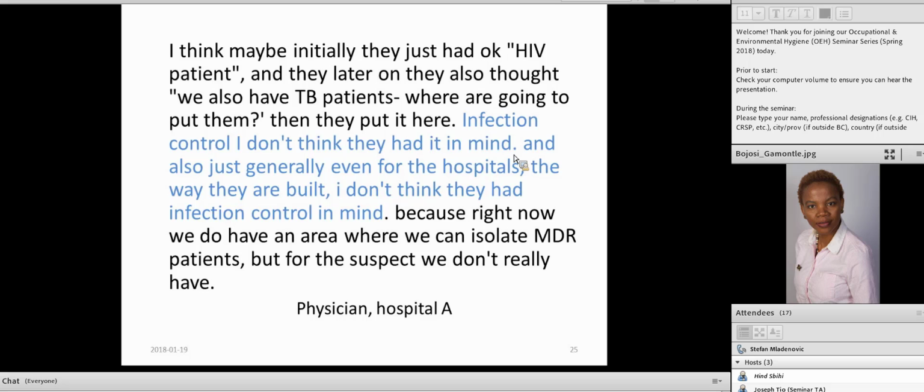All right, so this physician said, regarding hospital infection control, I don't think they had it in mind. And also generally, even for the hospitals, the way they're built, I don't think they had infection control in mind.